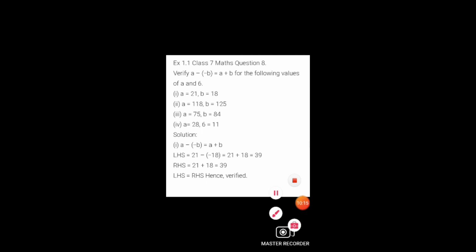Now we can prove RHS. RHS they have given a plus b, very simple. So 21 plus 18 is equal to 39. So LHS is equal to RHS, hence it is verified. Therefore a minus of minus b is equal to a plus b. In the same way you can try the remaining 3 sums.